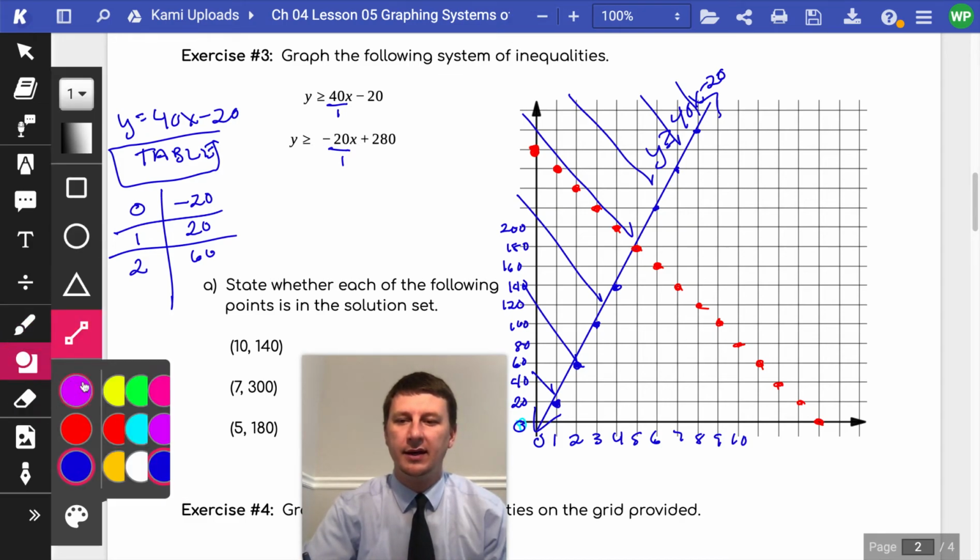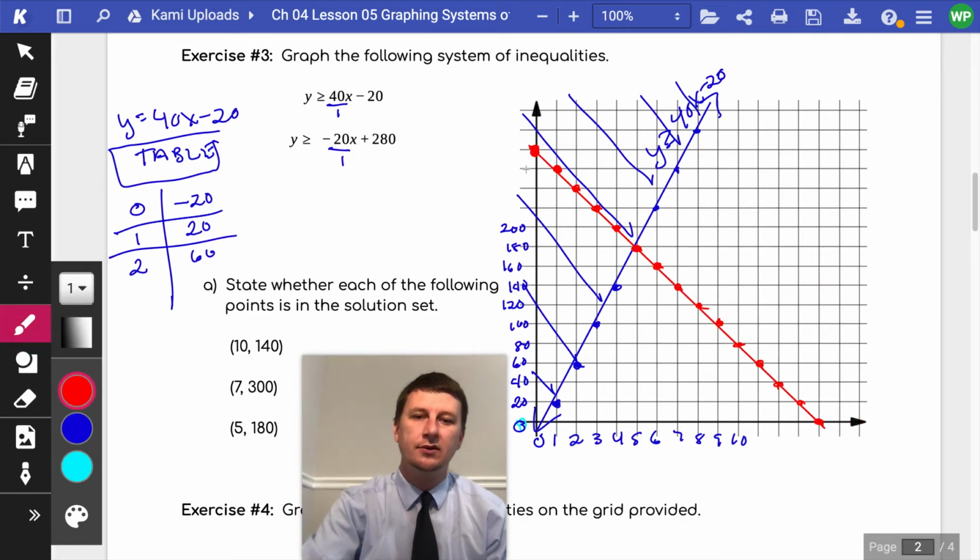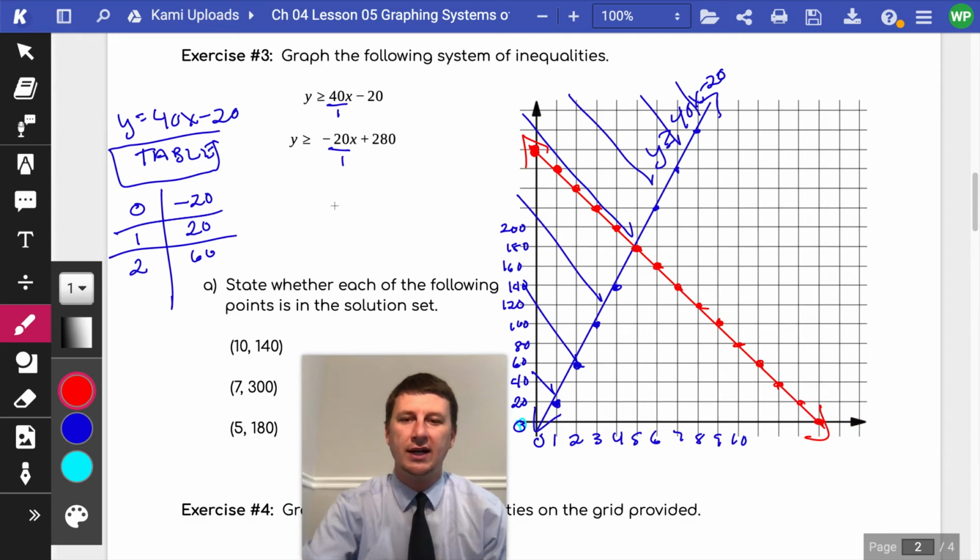So now that I've plotted all my points, this one is equal to. So I'm going to connect those points with another solid line through there. Since it's equal to, we draw that solid line with the arrows on the end. And we're going to shade this where it says y is greater than. So where the y value is greater than this line, it's going to be upward, and we're going to shade that upward.